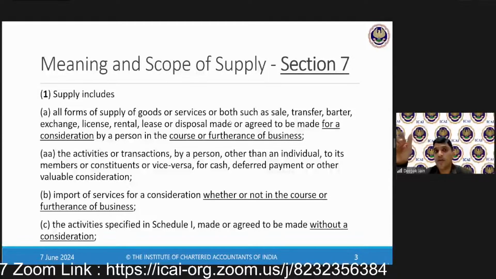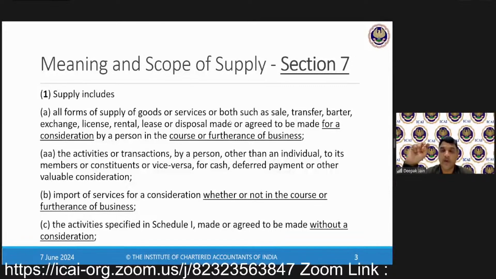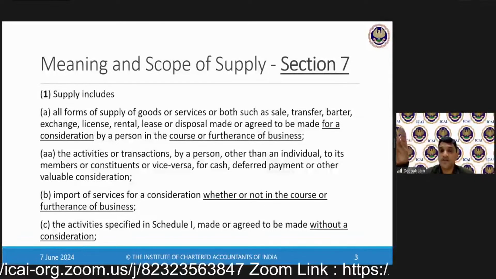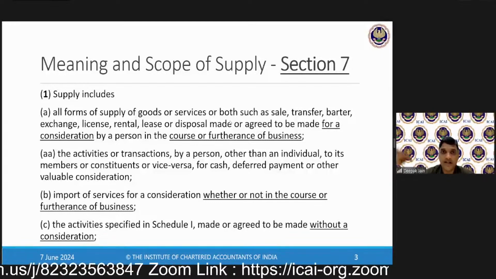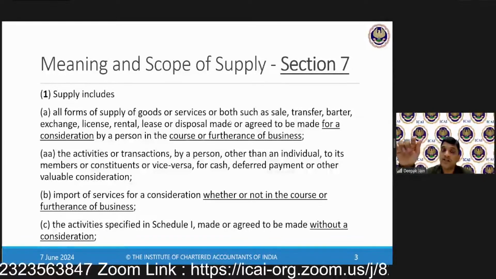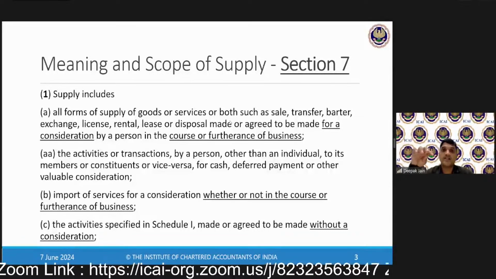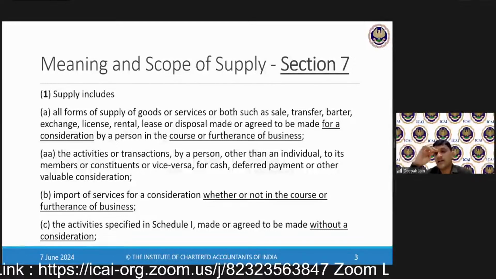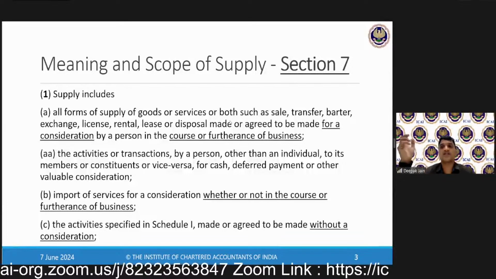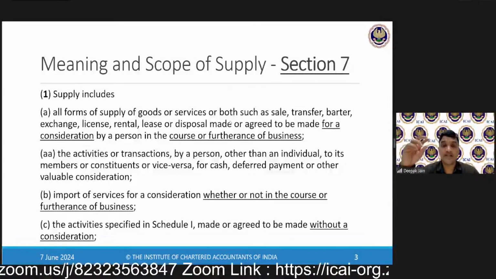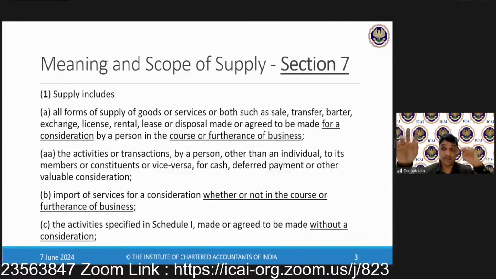Various permutations and combinations are possible because, as we understood, there are two things which are relevant for supply. One is it should be in the course of business, and second is there should be a consideration. That is the main requirement. Then there could be permutations where only consideration is there, but non-business is permitted. And then the other combination, it is for the business, but no consideration. So various options are available. That's the reason all of this has to have a separate definition, separate section.